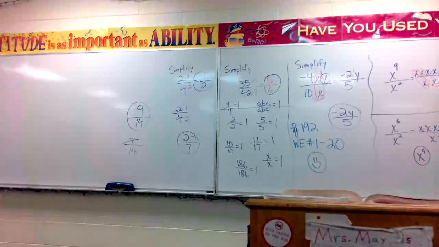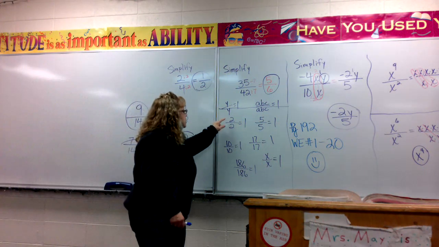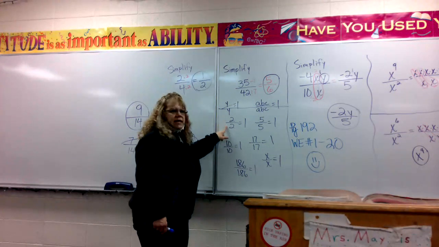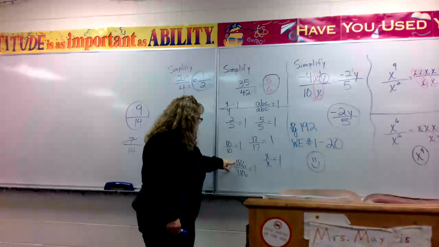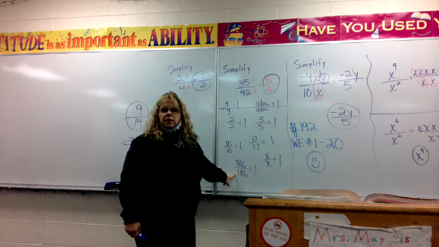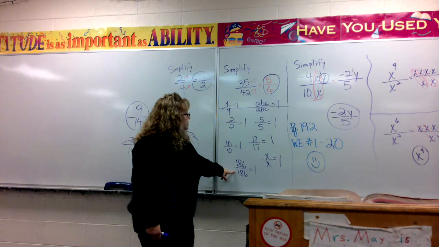Well, we need to go back to what we were just talking about. And actually, I can explain it 2 ways. You know what you told me right here? What is anything over itself? 2 over 2 is? 5 over 5 is? 186 over 186 is 1.